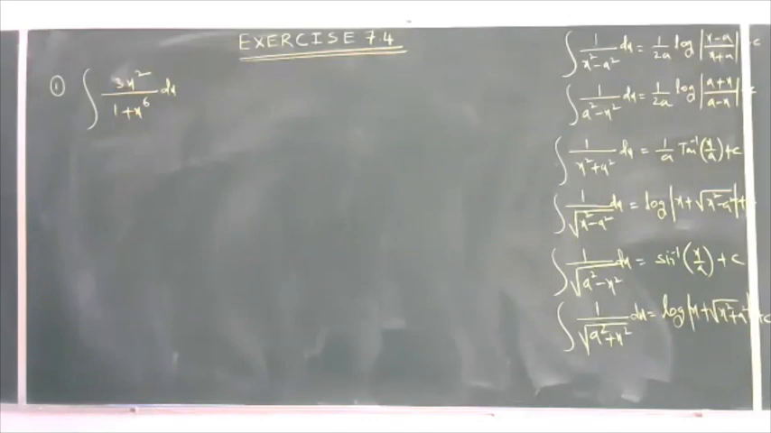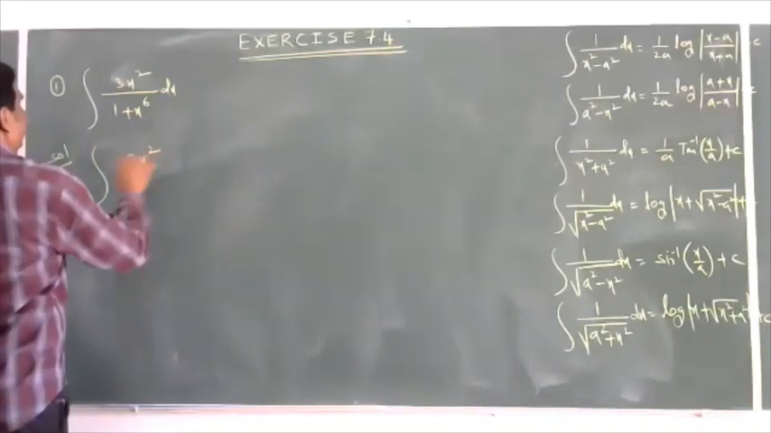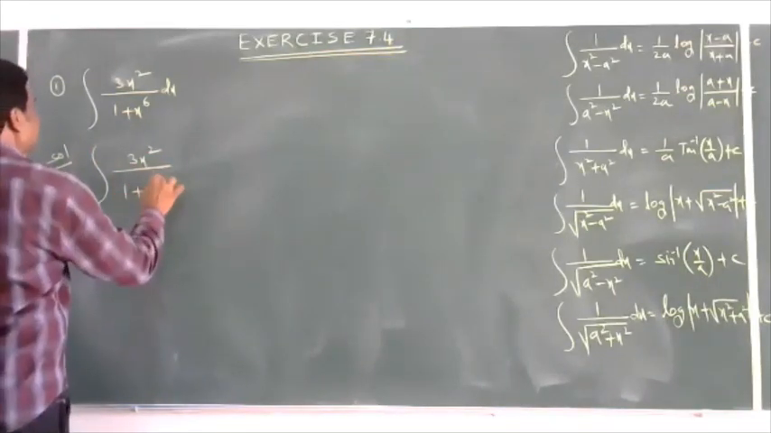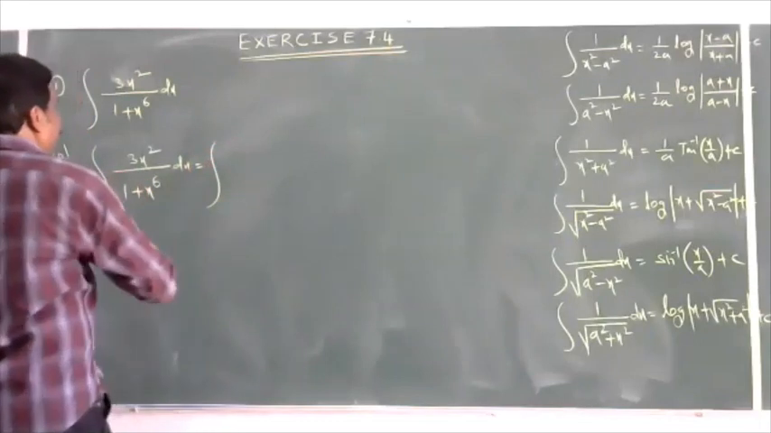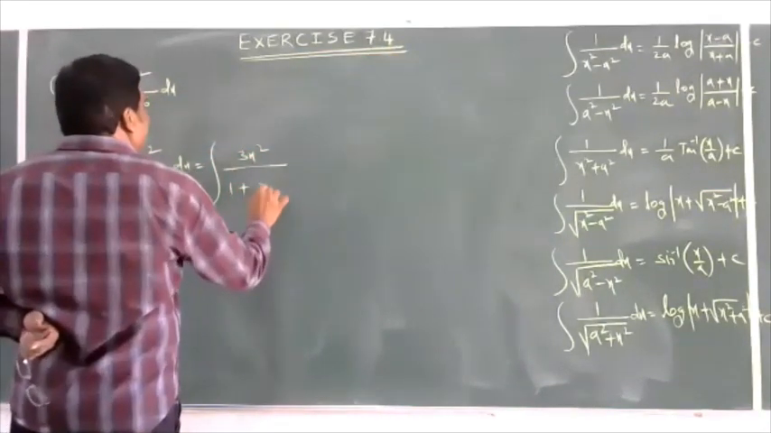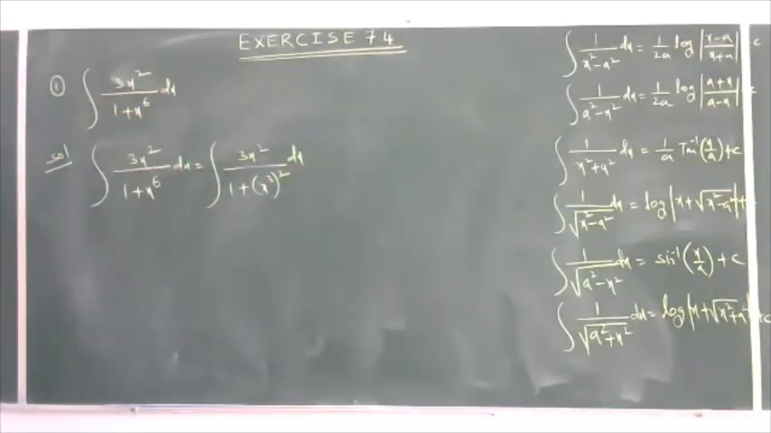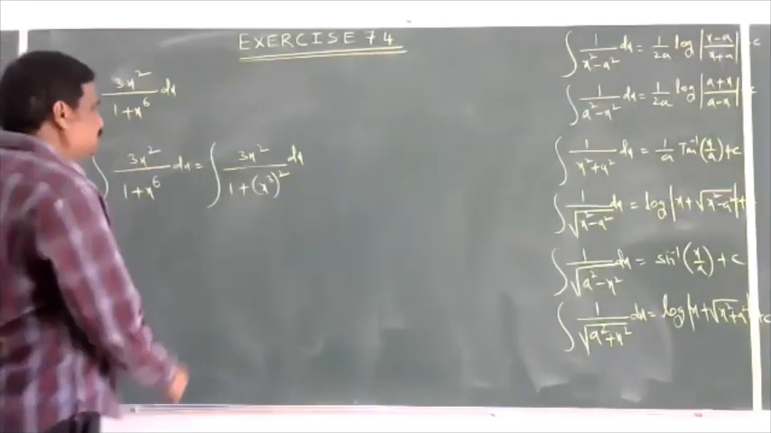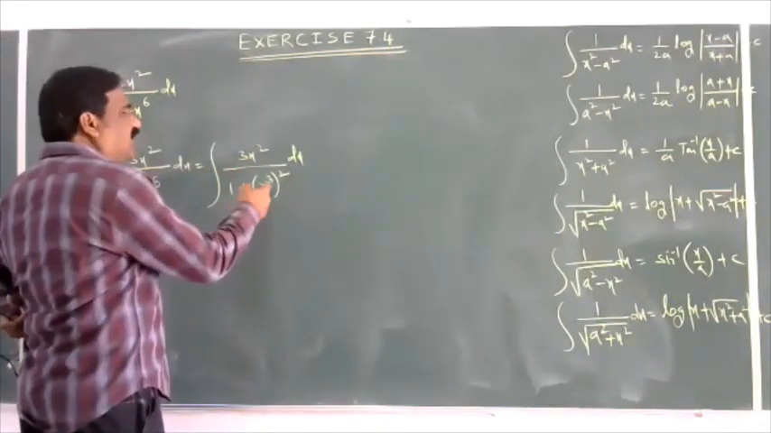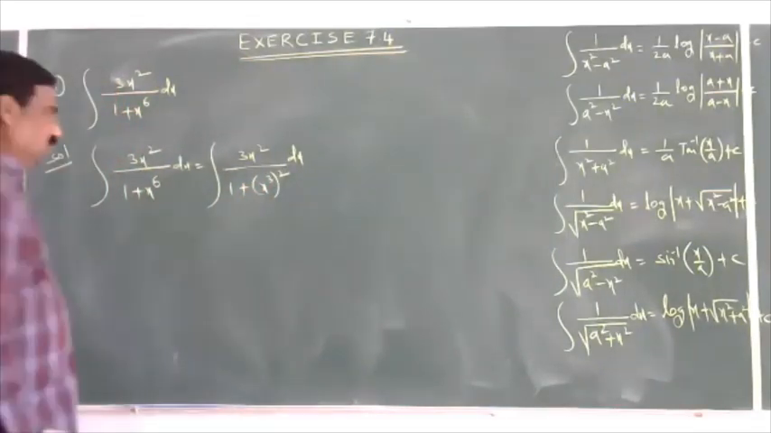In the denominator, x power 6. Solution: integral 3x square by 1 plus x power 6 dx is equal to integral 3x square by, in the denominator, 1 plus x power 6 is x cube whole square dx. Observe this. 3x square is the derivative of x cube.